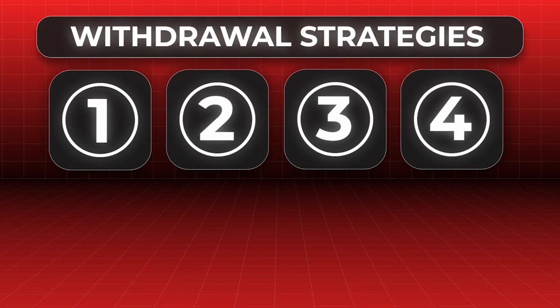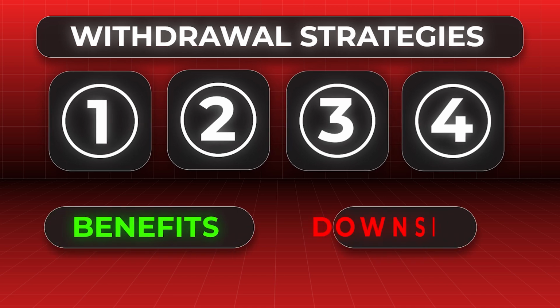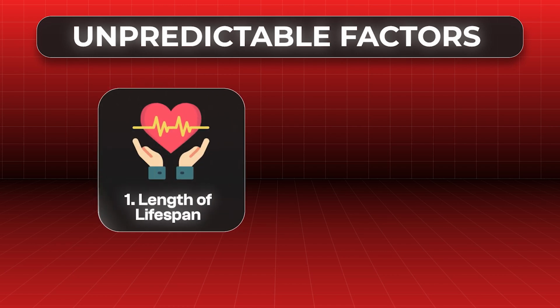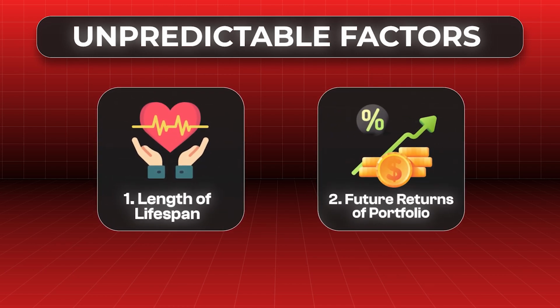In today's video, I'll talk about 4 different investment withdrawal strategies, and I will discuss the benefits and downsides of each. When planning for retirement withdrawals, there are 2 key uncertainties. First is the length of your lifespan for which you will need to withdraw the money, and the second is the future returns of your portfolio.